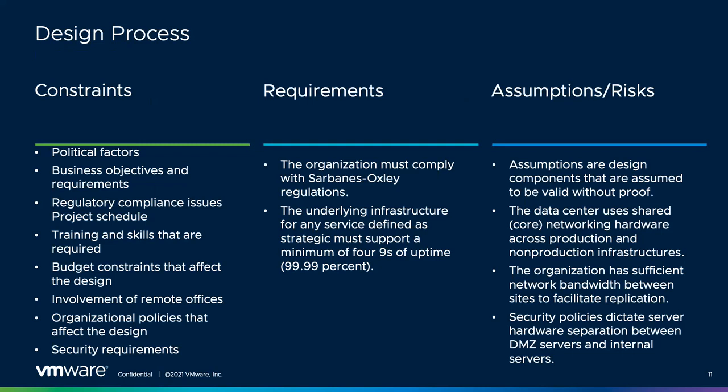So a constraint is this list of things. So yeah, political factors, and that's business political factors, not necessarily governmental political factors, but if you're working in the Fed space, you might have governmental political factors. Regulatory issues, a big one is training and skills that are required. That is probably the number one or two thing in the design process that needs to be considered for teams that are deploying new technology, especially NSX-T, is training. And we can't really harp on that enough.